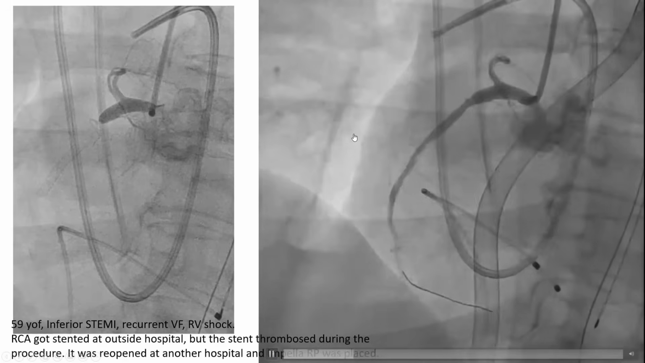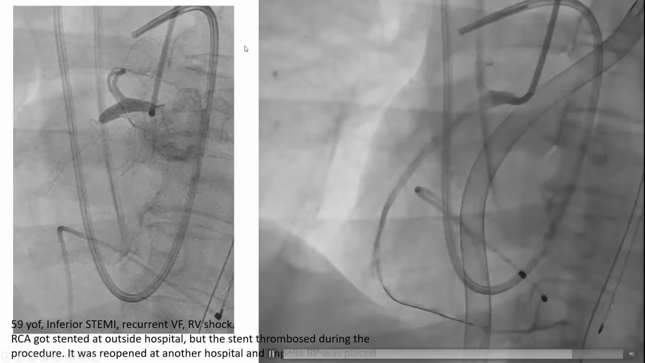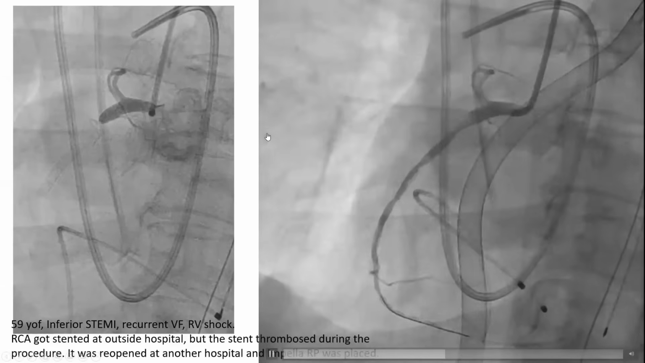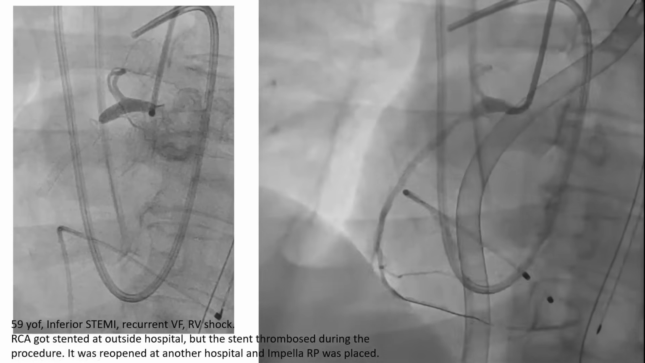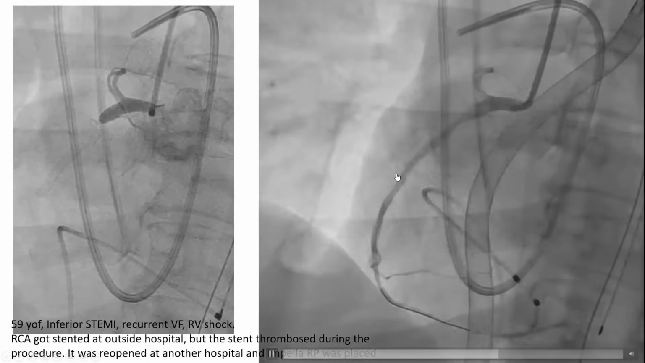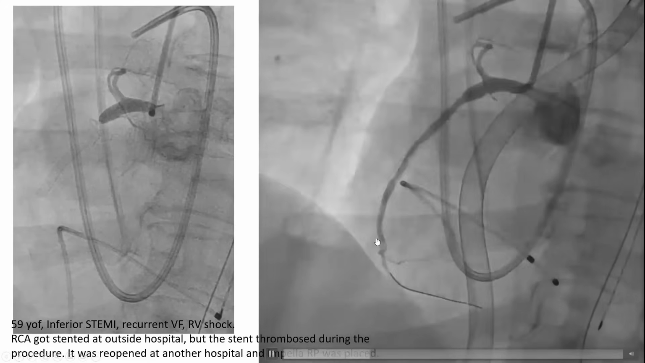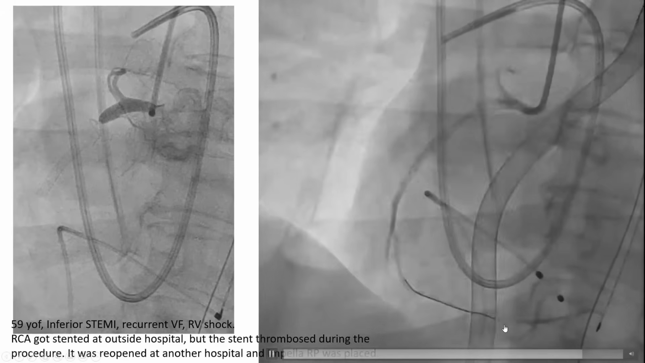I want you to tell me here, why did that stent thrombose? Just by looking at this image. This is their final image, by the way. Poor distal runoff. Excellent answer. Be specific. What is this artery? So they put a stent here, and this is the runoff. What is this runoff that you're seeing where the wire is?